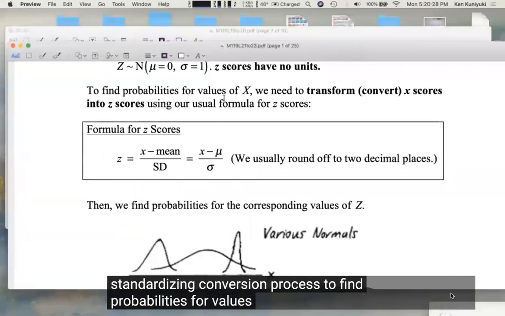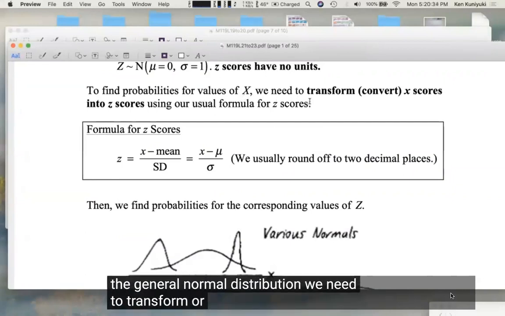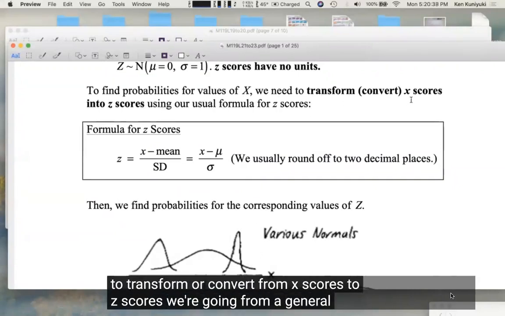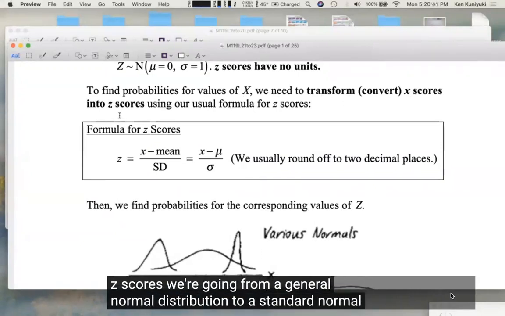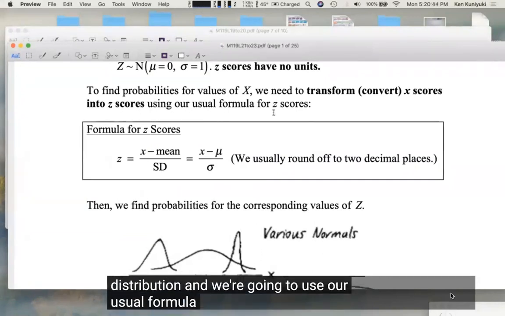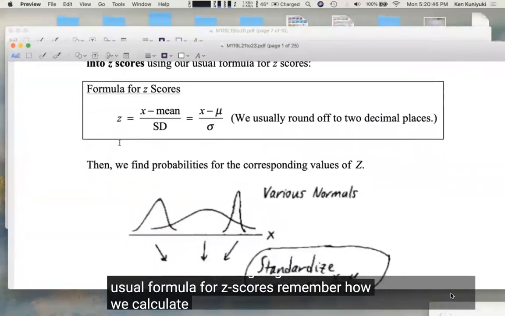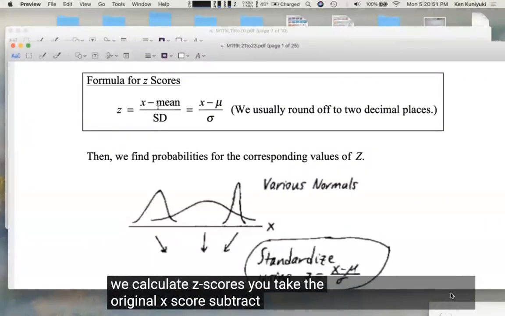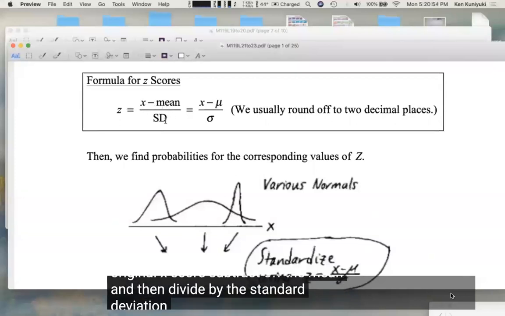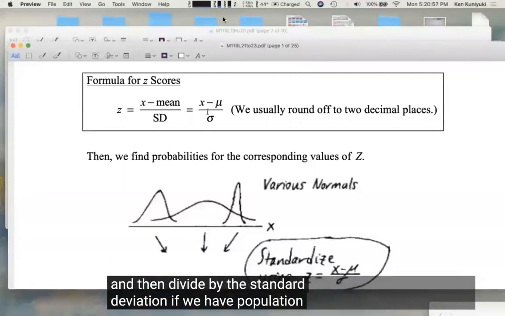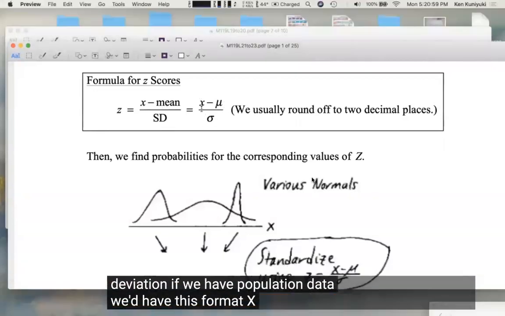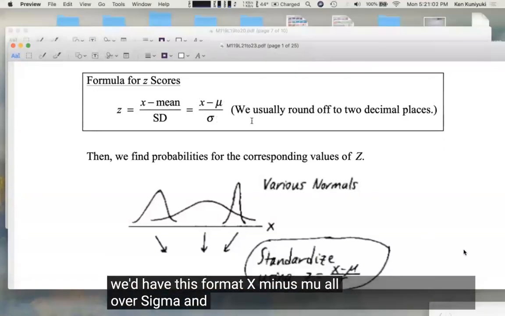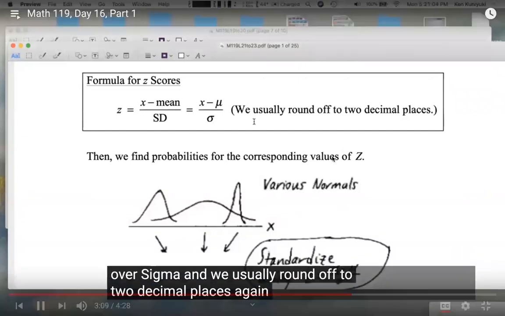To find probabilities for values of X, which have the general normal distribution, we need to transform or convert from X scores to Z scores. We're going from a general normal distribution to a standard normal distribution, and we're going to use our usual formula for z-scores. Remember how we calculate z-scores. You take the original x score, subtract off the mean, and then divide by the standard deviation. If we have population data, we have this format, x minus mu all over sigma. And we usually round off.